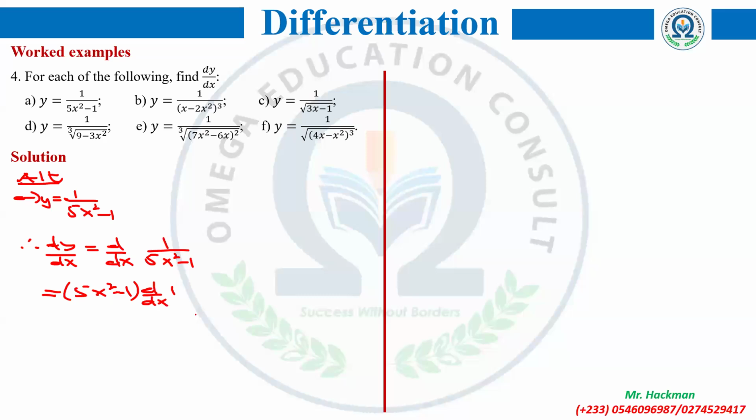Is that clear? Minus, come and hold the numerator, which is 1, then differentiate the denominator, so d dx of 5x squared minus 1. But that's not all. The whole of this is over the denominator squared. So the denominator is 5x squared minus 1, the whole of it squared. All correct. My professors, I hope you are following.